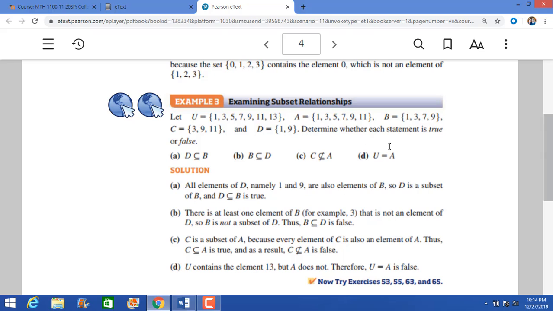Now, U is equal to A. Well, in order for this to be true, we have to show that all the elements of U are in A and all the elements of A are in U. Well, are they? This is 1, 3, 5, 7, 9, 11, 13. Well, A is missing 13. So since 13 is not in A, these are not equal. So it's false.